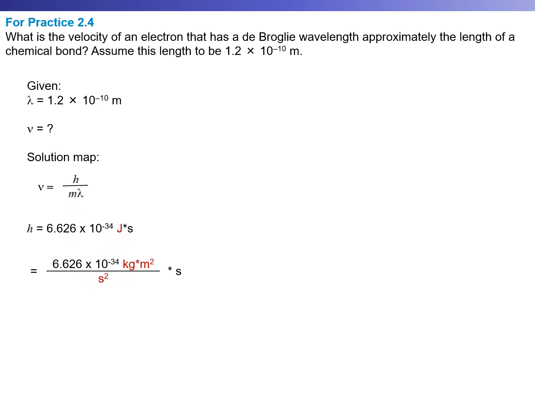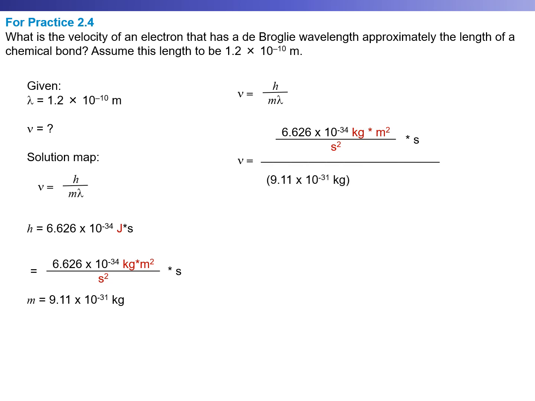Now, what's our value of m? Well, that's going to be the mass of an electron, which is 9.11 times 10 to the negative 31st kilograms. There's our kilograms right there. And we've already been given what our wavelength is, so let's plug in these values and solve the equation. So there is our formula that we're going to use, and if we plug in all of our knowns, we're going to plug in Planck's constant at the top, put the mass of our electron down at the bottom, and multiply that by our wavelength.